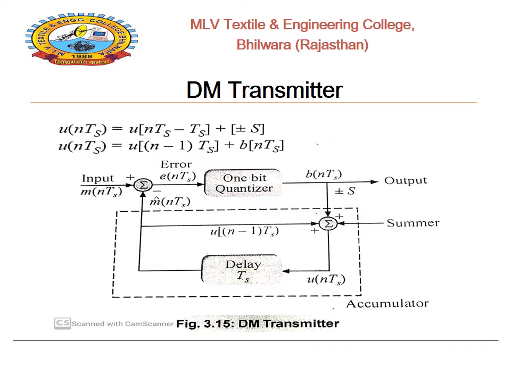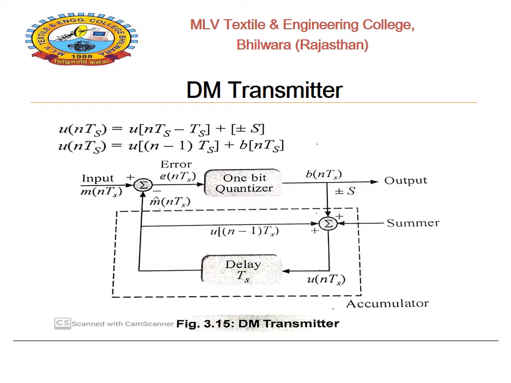The previous sample approximation u of (n minus 1)Ts is restored by delaying one sample time delay of Ts. The other parameter is the error signal e of nTs, basically the subtraction of m cap of nTs from m of nTs.